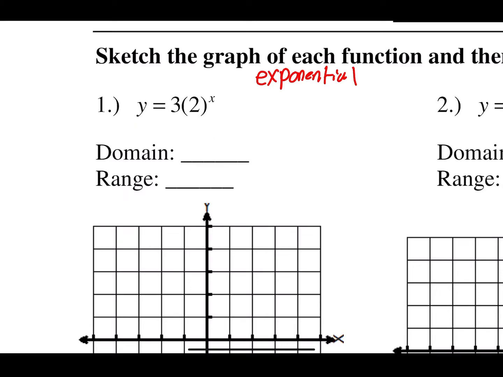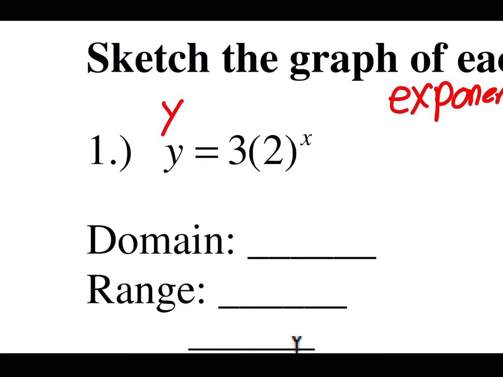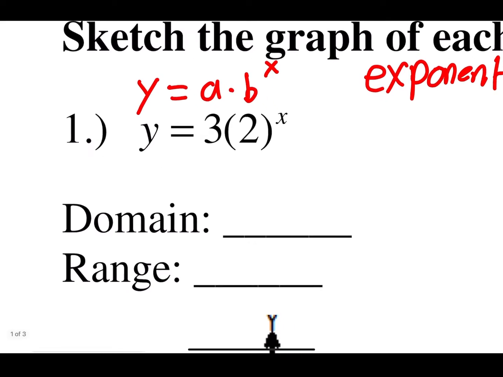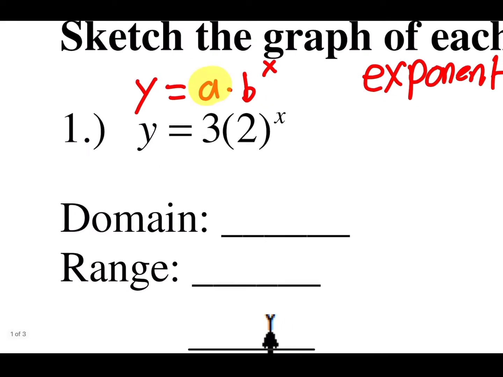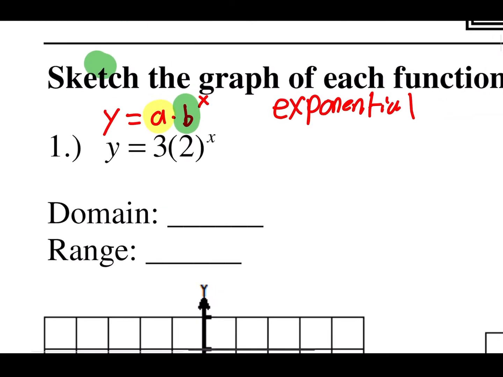All exponential equations are of the form y equals some constant a times some constant b, which is the base of an exponent x. So a times b to the x. And we need to recognize what the a represents in this equation and what the b represents in this equation. When we're looking at the a value, a represents the initial value. Another word for the initial value of a problem is the y-intercept of its graph.